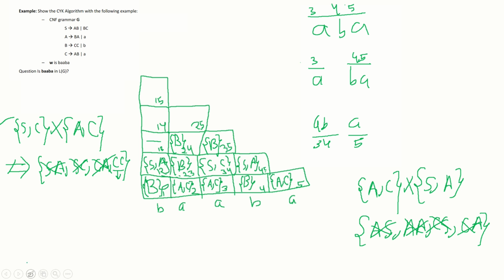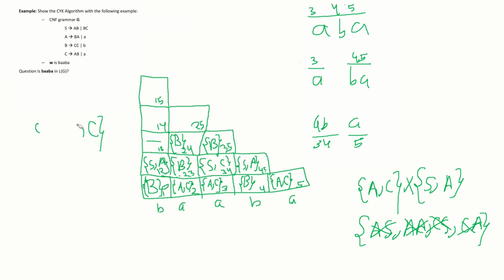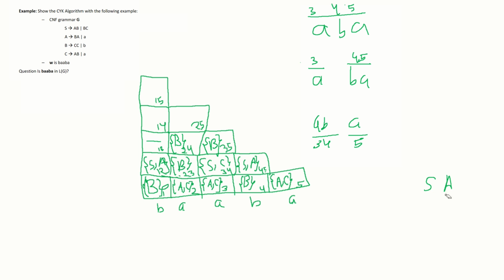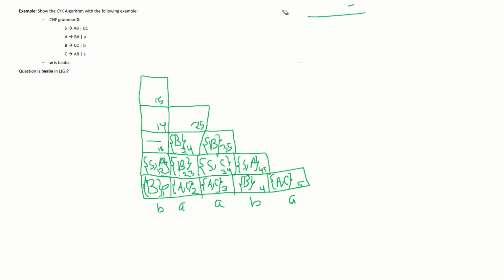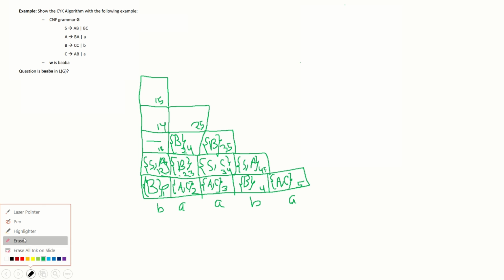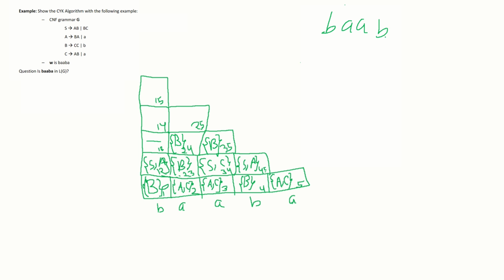Alright. Now we need to complete the fourth row. We are pretty much closer to our solution. So from position 1 to 4 we have the substring B, A, A and B. So this is 1, 2, 3 and 4.